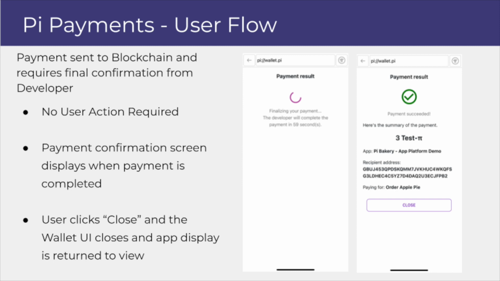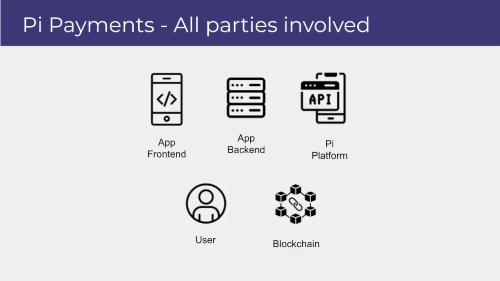This has all of the information for the transaction there. So you can see I paid the 3 test Pi for the apple pie. It went to the Pi Bakery, which is our platform demo, and then the wallet address that it was sent to. So at this point, the user can click close, and the payment from a user standpoint has been completed. And so now I'll turn it over to Aurelian to talk about the payment flow from a developer standpoint.